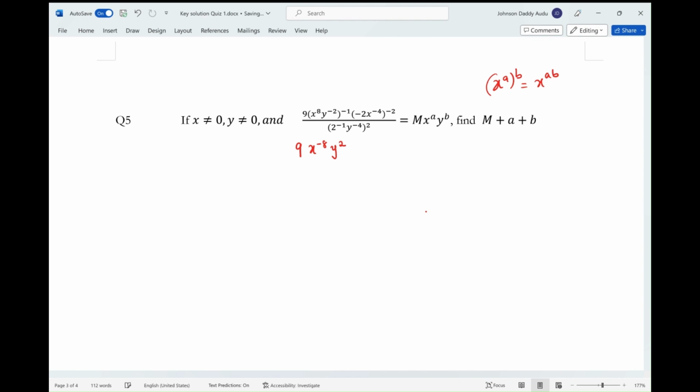For the second, here you have to be a little bit careful because this is minus 2. So you could write this as minus 2 to power minus 2. Then this will be x to power 8, because you have minus 4 times minus 2. Then divide by, this will be 2 to power minus 2 in the denominator and y to power minus 8. Then you can see clearly from the numerator that you can add the powers of x. Minus 8 and 8 will go. Then you have y squared.